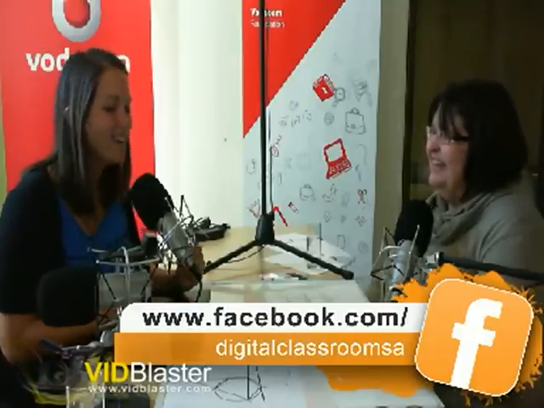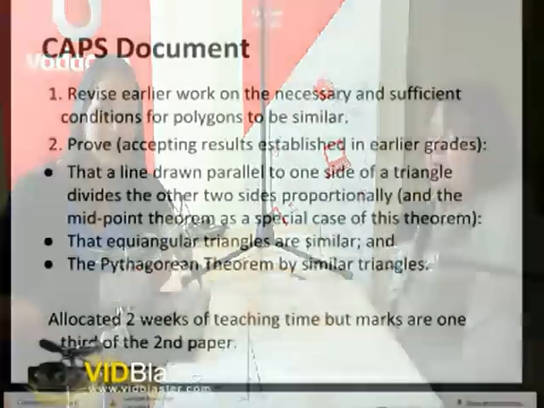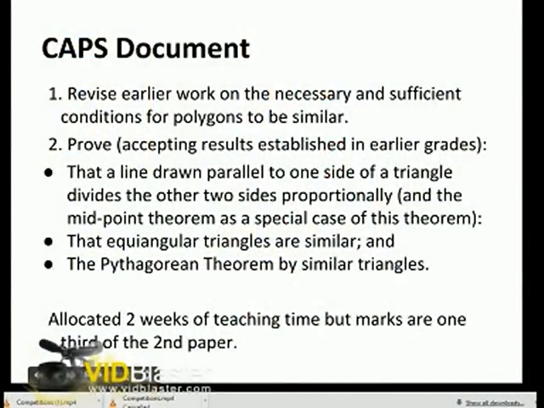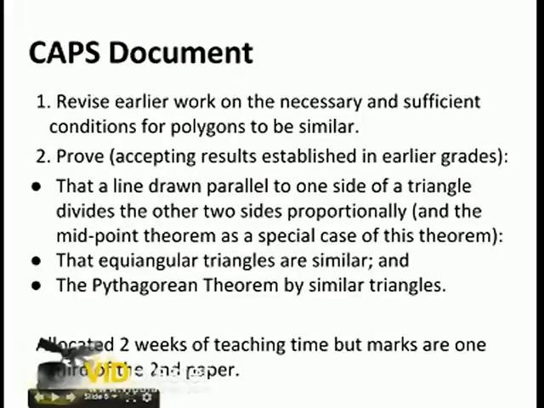Yes. Okay, now let's go and look at what the CAPS document says about Euclidean geometry. And the next slide tells us we have, 2 slides on, unfortunately. Okay. There we go, the CAPS document, and it's got 2 points basically. It says revise earlier work, and then it also says prove accepting results established in earlier grades, and so on. I'm skipping ahead to that bottom sentence, the serious one, which worries me, and it says allocated 2 weeks of teaching time, but marks are 1/3 of the second paper.